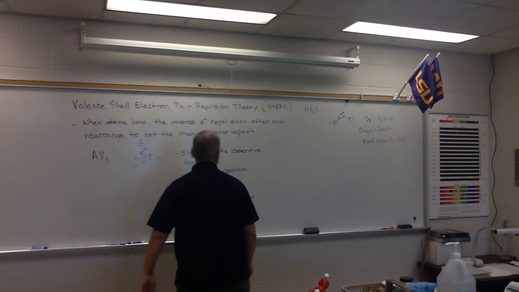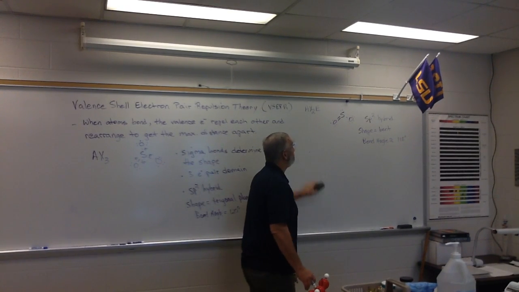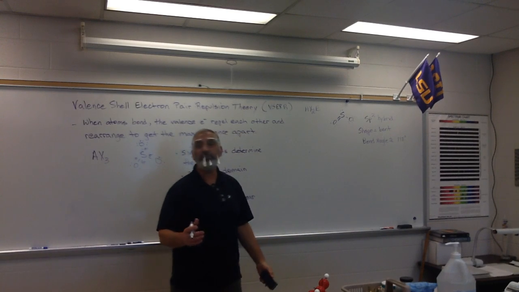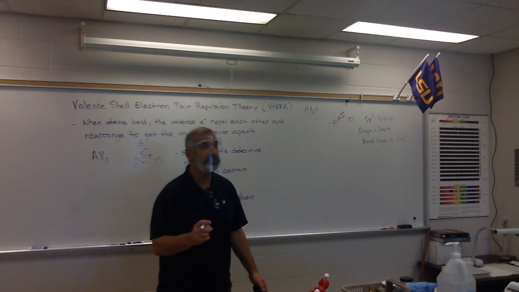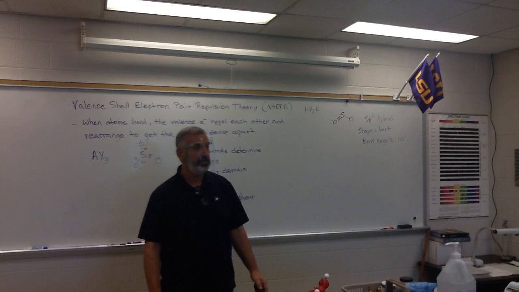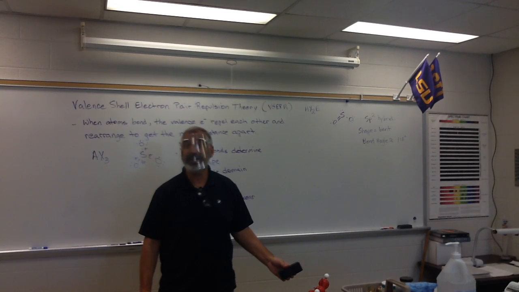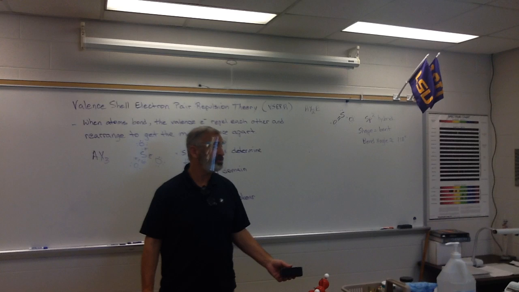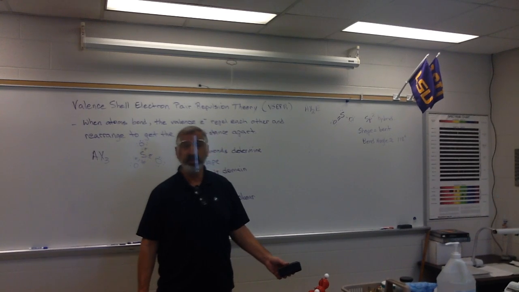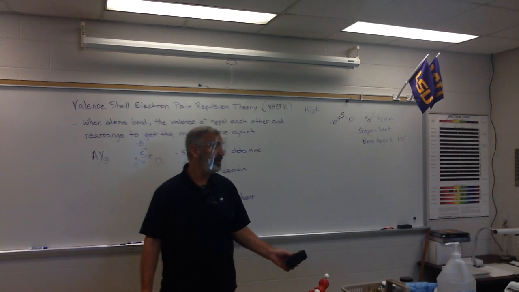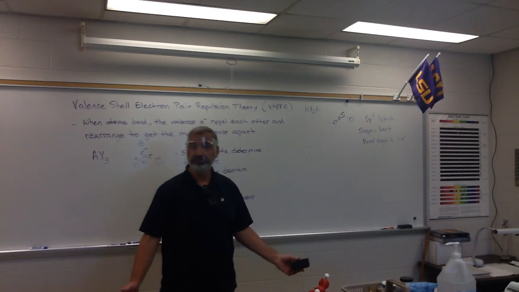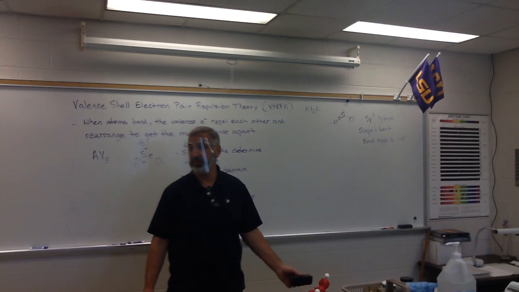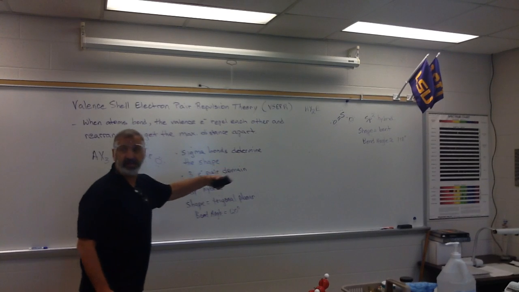What if we have AX2? There's only two possible shapes there. And by the way, whenever we get to just the AX, what's the only shape 2 points can make? A line. So anything that's diatomic, just two things, H2, F2, Cl2, Br2, even HCl, anything that just has two atoms, it's going to be linear. 2 points can only make a line. So we don't ever have to go down to AX.